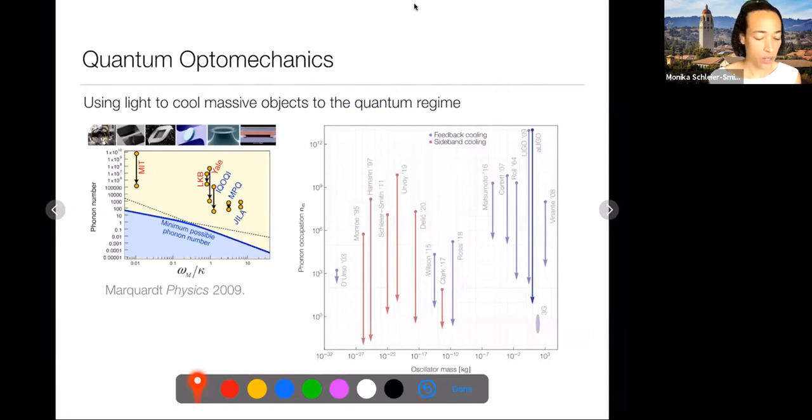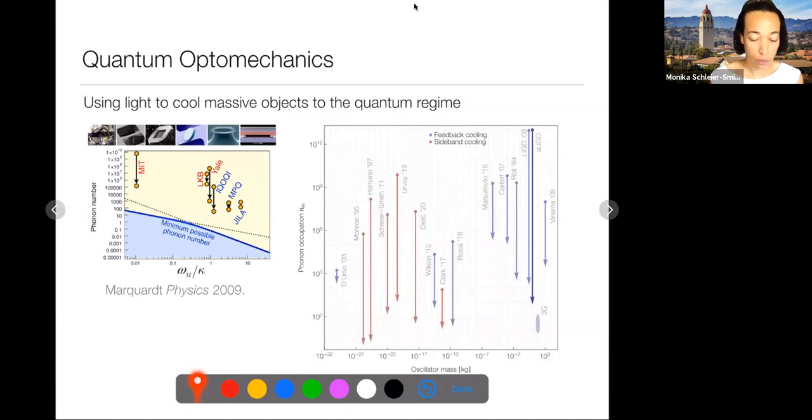And there's a wide range of physical systems that people work with, ranging from small, fairly light little membranes all the way up to the mirrors of LIGO. This is a plot whose reference will be on a subsequent slide, taken from a recent paper that cooled the differential motion of the LIGO mirrors from room temperature all the way down to an occupation of 10 phonons.